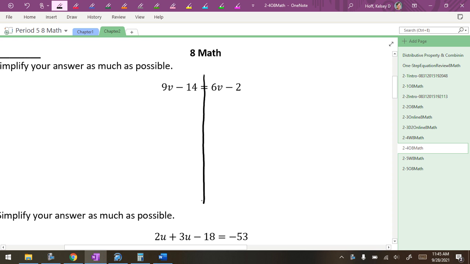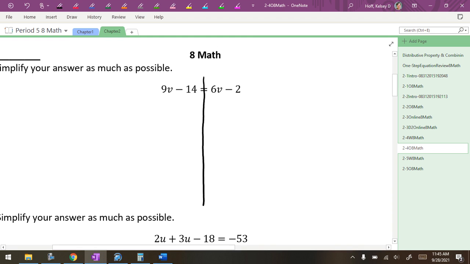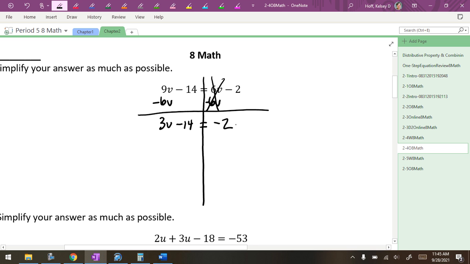Peyton, do you withdraw that? Okay, Nevaeh, what should you do first? Subtract 6V from both sides. 9V minus 6V is 3V minus 14 equals -2.